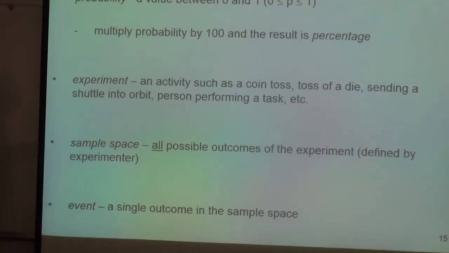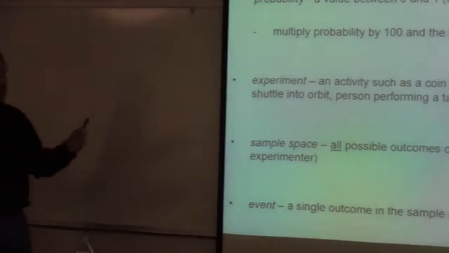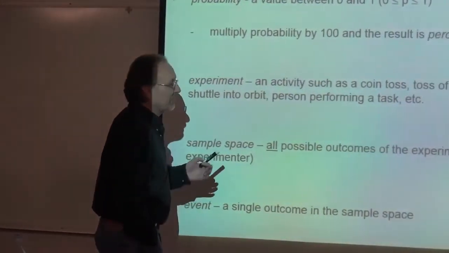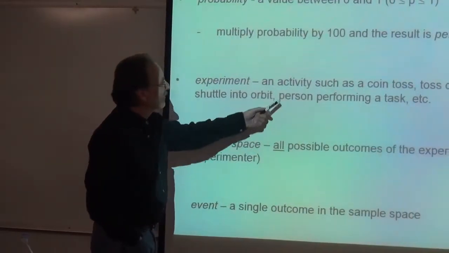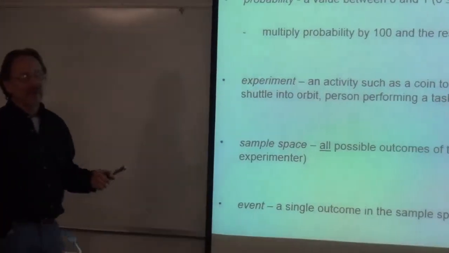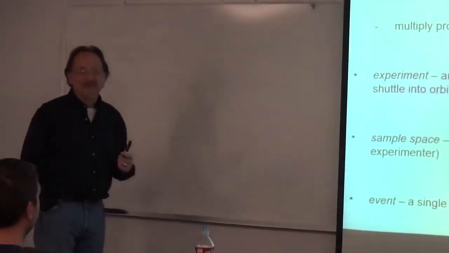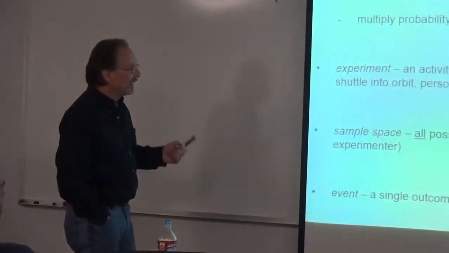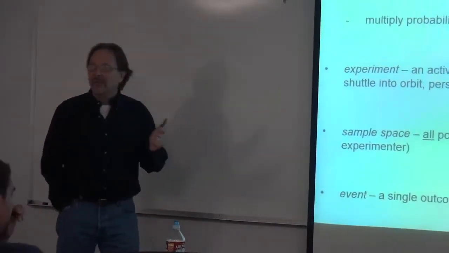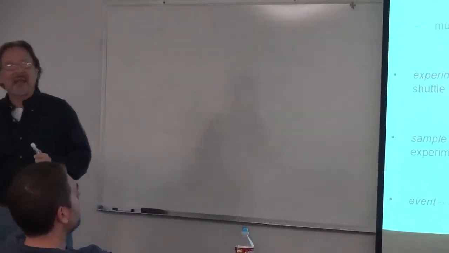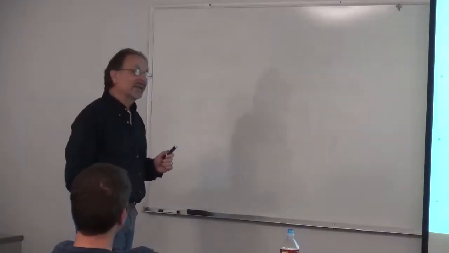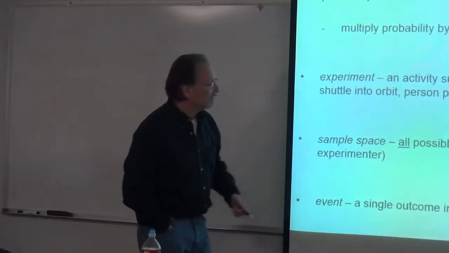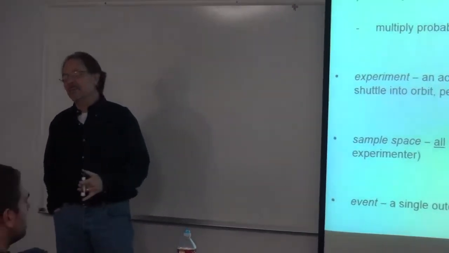Sending a shuttle into orbit is an experiment because there's a number of different outcomes. There's a sample space, and there's a probability of what will happen. Performing a task is an experiment. You can either fail, not fail, or possibly, depending on how you define it, have something in between. So the sample space is everything, you're enumerating everything that can happen, as far as you know, and assigning probabilities to it. And each one of those outcomes is called an event, a single event in the sample space.